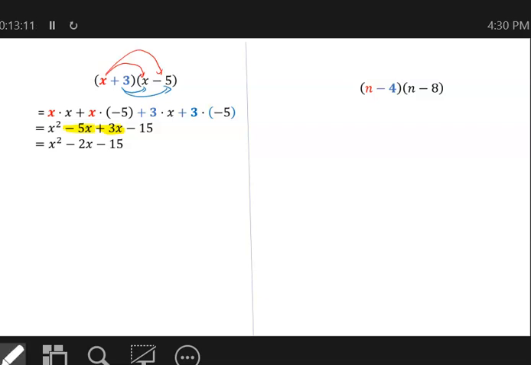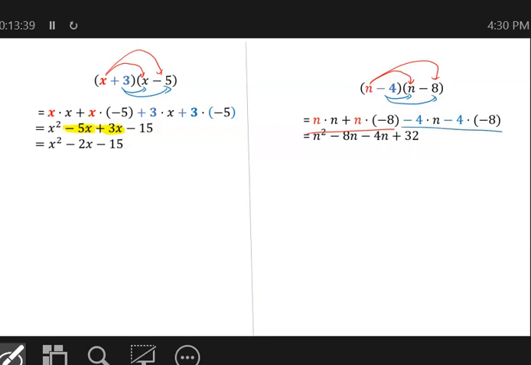Okay, so now the second example will be very similar. So first we're going to distribute that red n to everything in the second box. So we get n times n and n times negative 8. And next we're going to distribute that blue negative 4. So we have negative 4 times n, and then negative 4 times negative 8 to get these two.